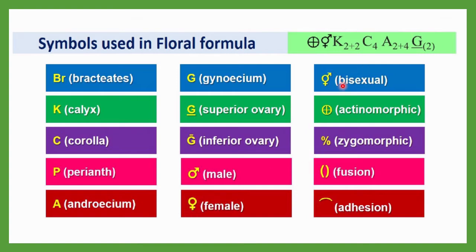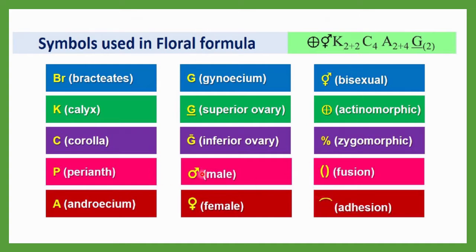Sometimes a flower has both androecium and gynoecium, so at that time you should use this symbol. You can see it indicates both male and female characteristics. Then this is actinomorphic, which indicates the symmetry. This is actinomorphic symmetry, and this is zygomorphic symmetry, indicated as a percentage symbol. Then fusion: if the structures are fused together, it is called fusion. Then you have to draw brackets, and adhesion is indicated by these symbols.